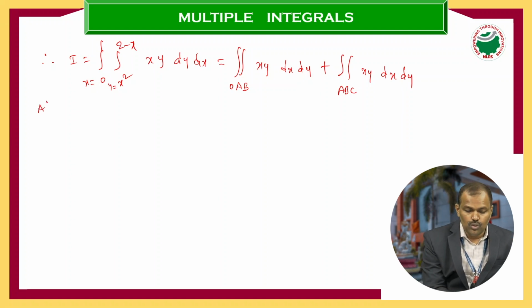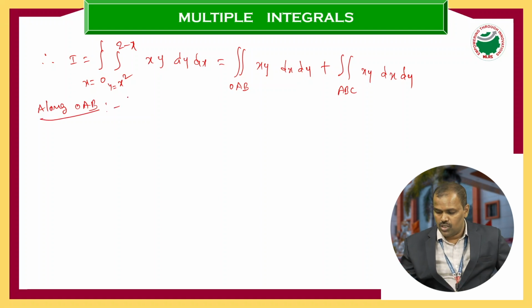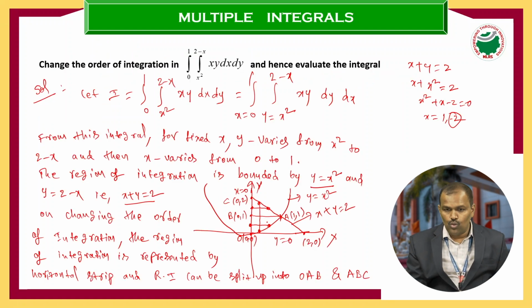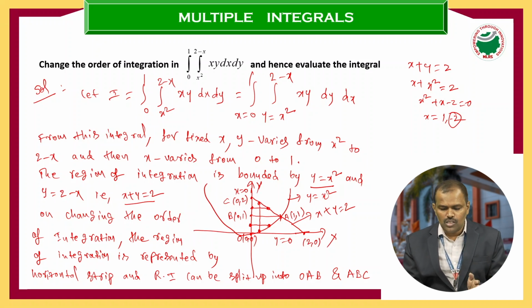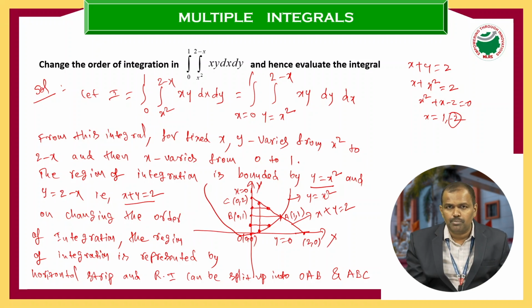Along OAB, coming to the diagram, this diagram is very, very important. Along OAB, what are the new limits? As per the horizontal strip, already explained, one edge is on the y-axis. That means x equal to 0 is the lower limit. And another edge is on the parabola, y equal to x square, which means x equal to root y. Now we are writing x in terms of y because it's a horizontal strip. So here, x limits are from 0 to root y.